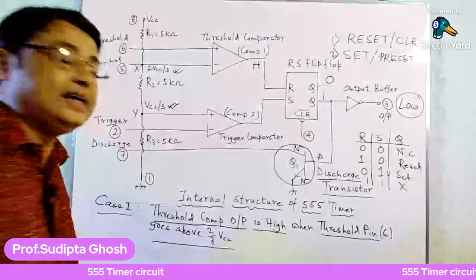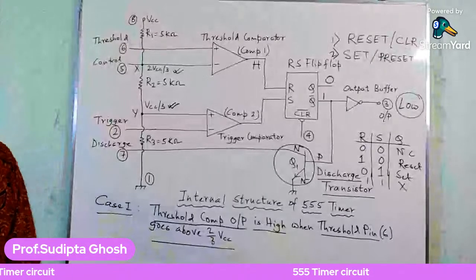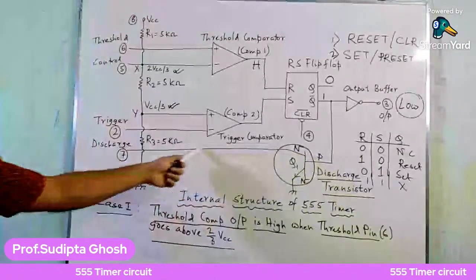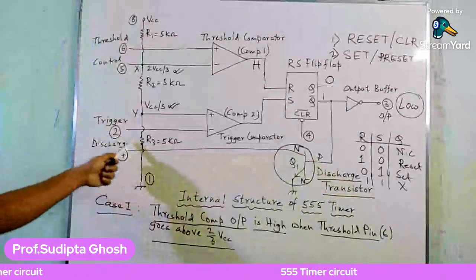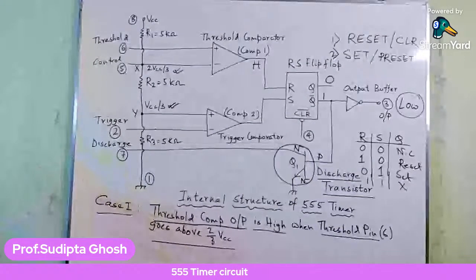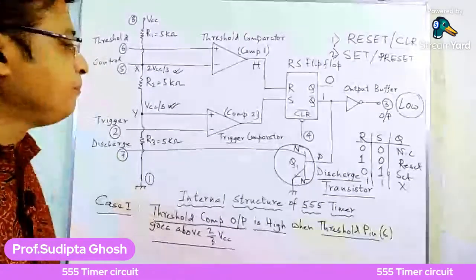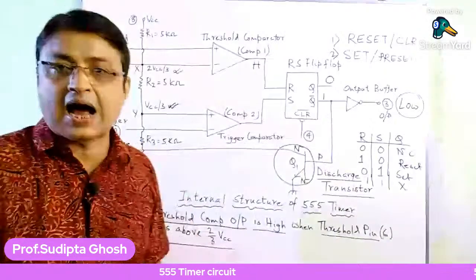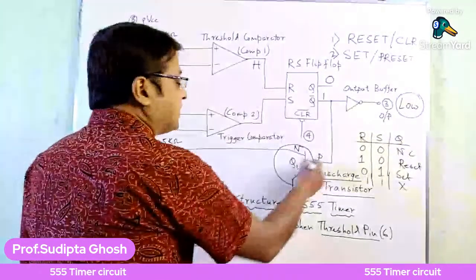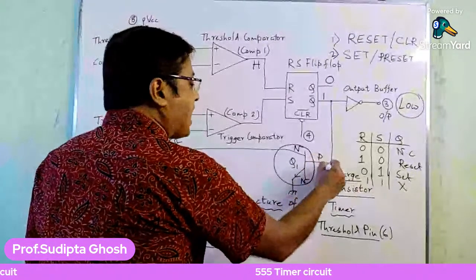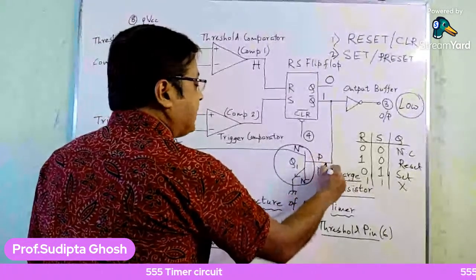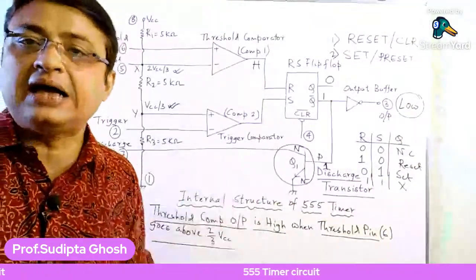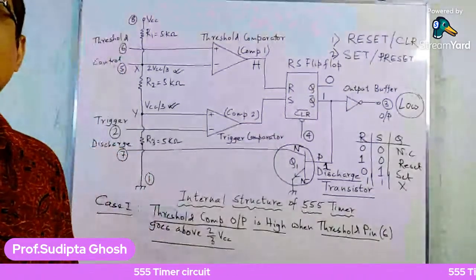So for this NPN transistor, why is it known as a discharge transistor? Because you can see that this terminal is connected with the pin, and the pin is known as discharge. So now what does it implicate? Let's move on. So here, as the Q bar output is high, we have a high value at the base of the Q1 transistor.